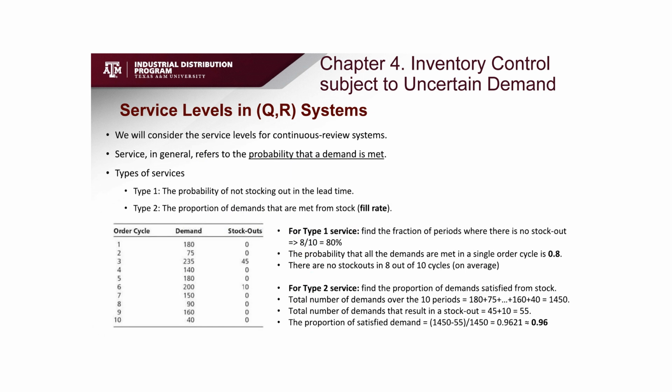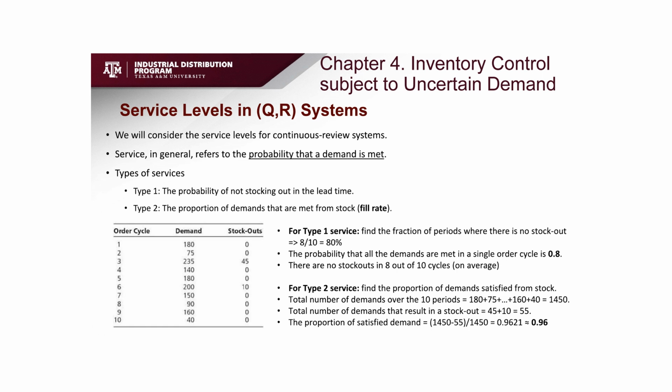All right, we'll look at service levels for continuous review systems. Service in general just means the probability that a demand gets met, or when a customer arrives, we have the product available for them. Now, there are two service definitions. Type 1 service is the probability of not stocking out during the lead time. We call it alpha. And type 2 service is the proportion of demands actually filled from stock. The fill rate, we call that beta.